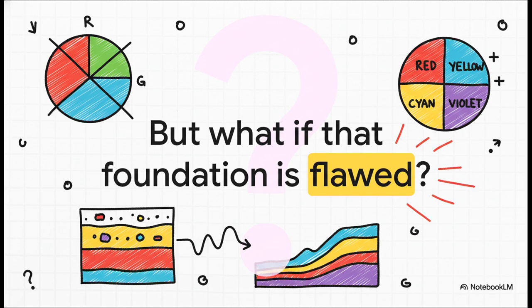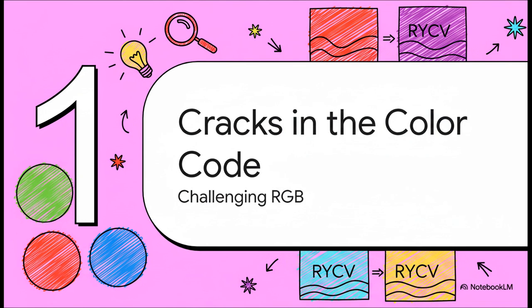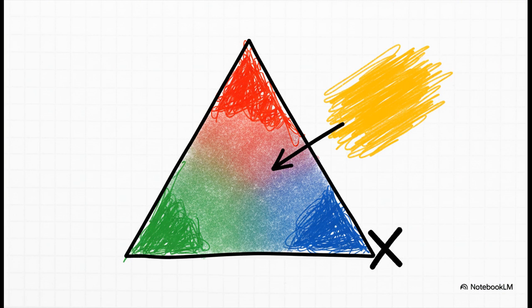I mean, it works. But what if that model, as universal as it seems, is actually incomplete? What if it's more of a convenient shortcut than the actual fundamental truth about light? So let's go looking for the cracks in that color code. We're going to dive into a really fascinating argument that suggests our trusted three-color system, well, it just doesn't quite hold up under pressure.